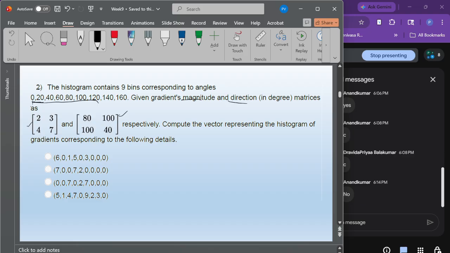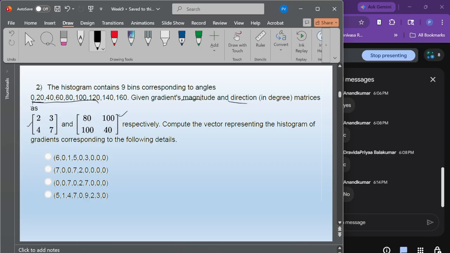For example, there is a magnitude 2 and its corresponding angle is 80, right? If the angle falls exactly on the bin center, the full magnitude is added to that bin, and if it falls between the centers, it is split proportionally between them.